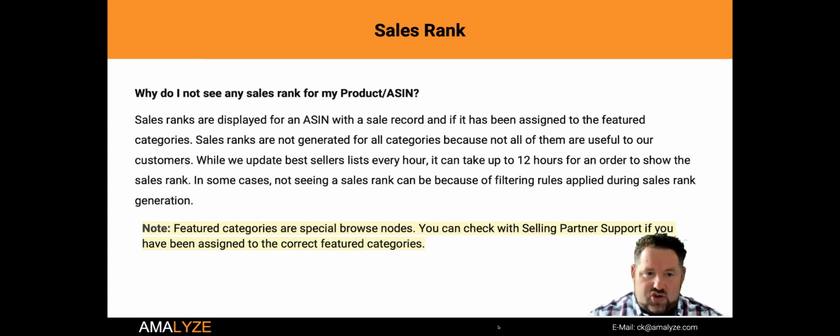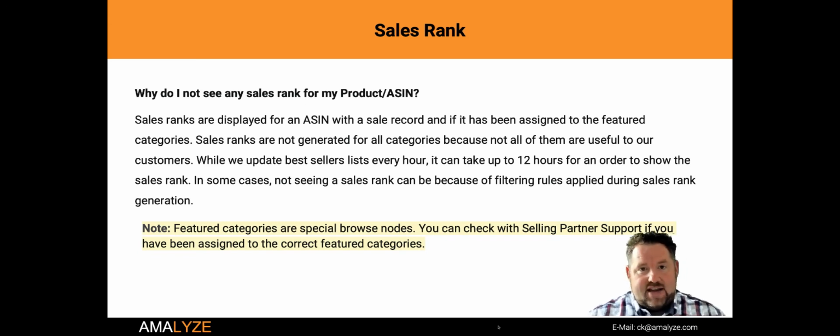Why do I not see any sales rank from my product or ASIN? Well, we know this happens if you're not really affiliated with a specific category or if you haven't generated a sales record yet. One thing definitely to keep in mind is that Amazon is not generating a sales rank for all categories, but only for those categories that Amazon defines as useful to the customer. New in the statement is though that they're definitely updating the bestseller rank each hour, but that it can take up to 12 hours for a product to actually appear in the sales rank. Of course, this doesn't really explain what time frame is being analyzed just because it's being updated every hour.